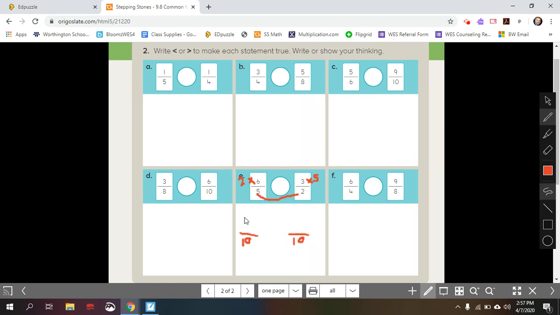Well, 2 times 6 is 12. So I have 12 tenths here. And then 3 times 5 is 15. And now again, these are easier to compare because the denominators are the same. Which is more, 12 tenths or 15 tenths? Yeah, very good. 15 tenths is bigger, so that means 3/2 up above is also going to be bigger.